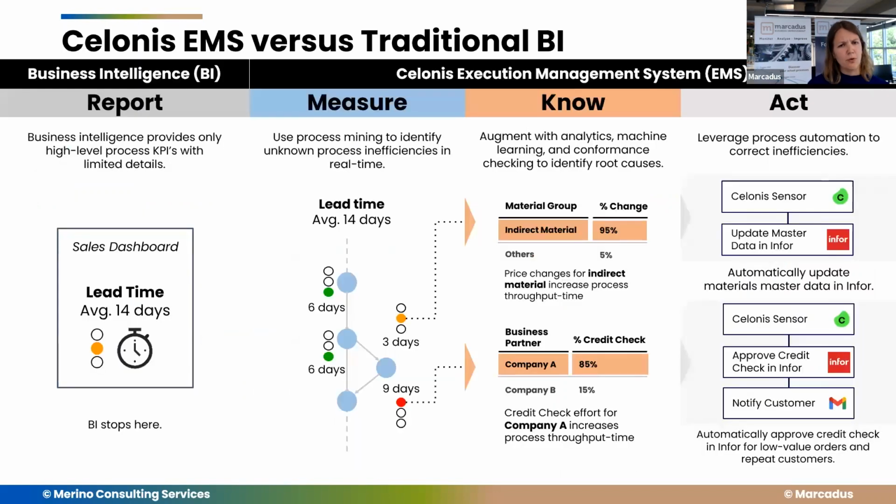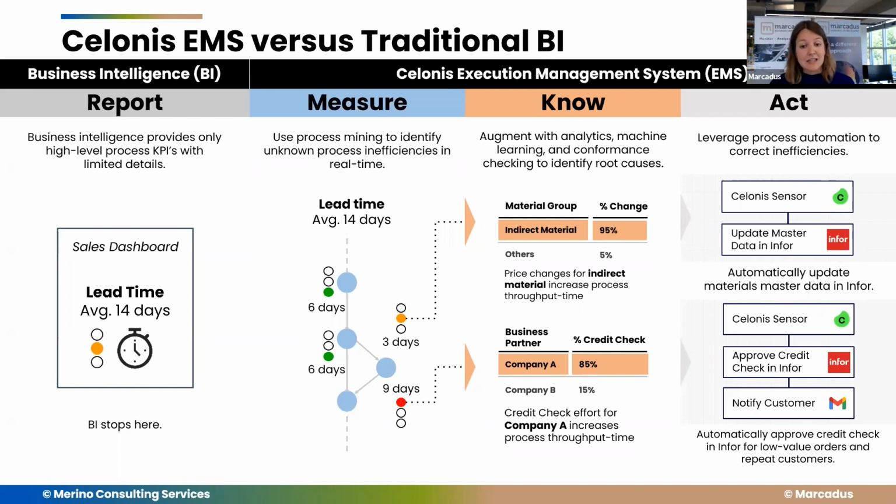So I want to guide you through one example of the traditional business intelligence reporting compared to the measure, know, and act philosophy. Because traditionally, we use our data to analyze our performance, but it's a really high-level process KPI with limited details. For example, we know that our lead time is 14 days, and we know that this is well above our targets, but we have to find other resources to find out what is going on. When we turn to the EMS, we are able to really deep dive already, because we use the mined process model to find deviations and inefficiencies.